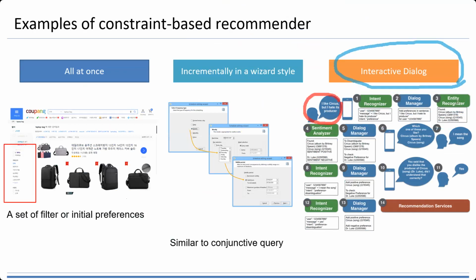After the system understands, the system will give you an answer: which one of these do you like? Circus, the album from Britney Spears, or Circus the song? And then the user will give another feedback: oh, I mean the song. After the user gives this, there will be another dialogue.